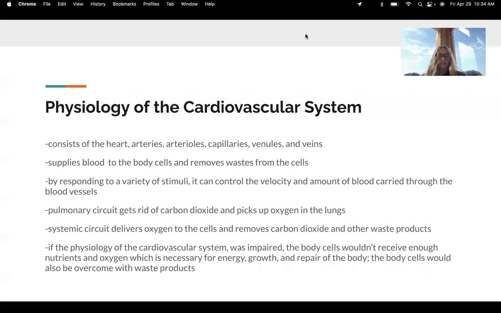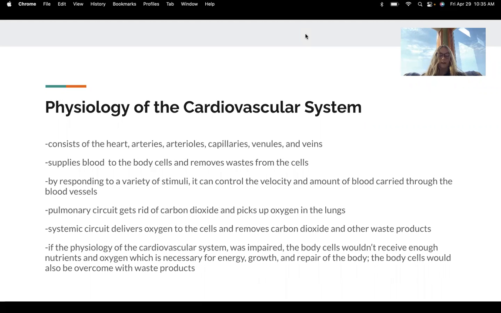Physiology of the cardiovascular system. The cardiovascular system consists of the heart, arteries, arterioles, capillaries, venules, and veins. It supplies blood to the body cells and removes waste from the cells. By responding to a variety of stimuli, it can control the velocity and amount of blood carried throughout the blood vessels. The pulmonary circuit gets rid of carbon dioxide and picks up oxygen in the lungs, and the systemic circuit delivers oxygen to the cells and removes carbon dioxide and other waste products.